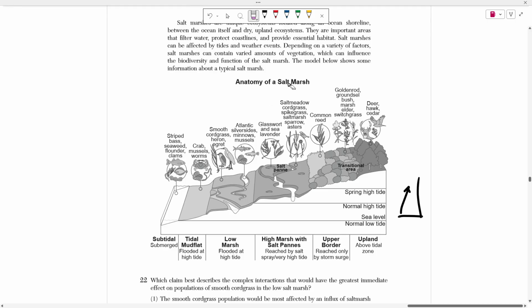And then we have the tidal mudflat. So when the tide increases, when the water level increases at night or in the morning, this all becomes submerged with water. Then we have the low marsh, which is flooded at high tide. So again, this becomes submerged underwater at high tide. Here we have the high marsh with salt pans. So this is reached by salt water or spray at very high tide. So this level isn't always submerged. It's only submerged when you have extremely high levels of water or when the waves crash over this line here. And then we have the upper border, which is reached only by the storm surge.